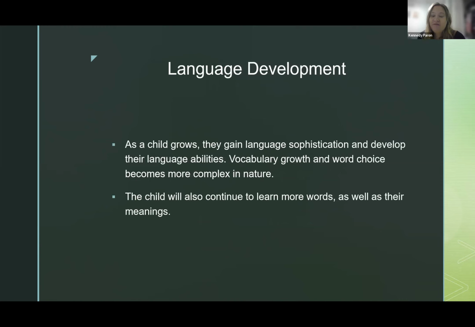So language development. As a child grows, they gain language sophistication and develop their language abilities. Their vocabulary will expand and their word choice will also get bigger, maybe more complex, varying in different words in nature. The child will also continue to learn words and their meanings and will use different kinds of words.